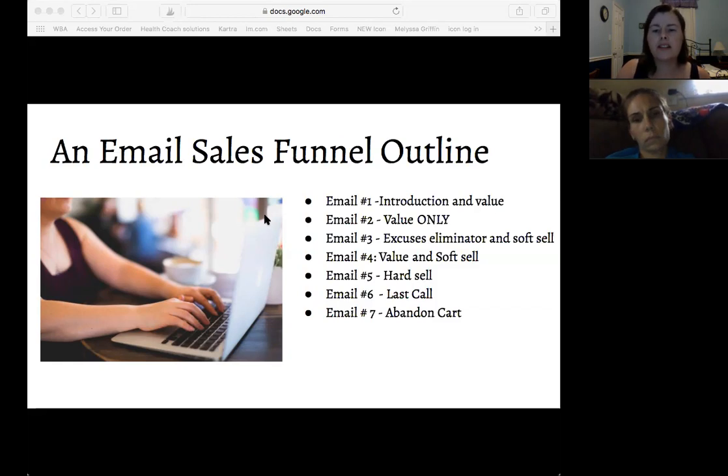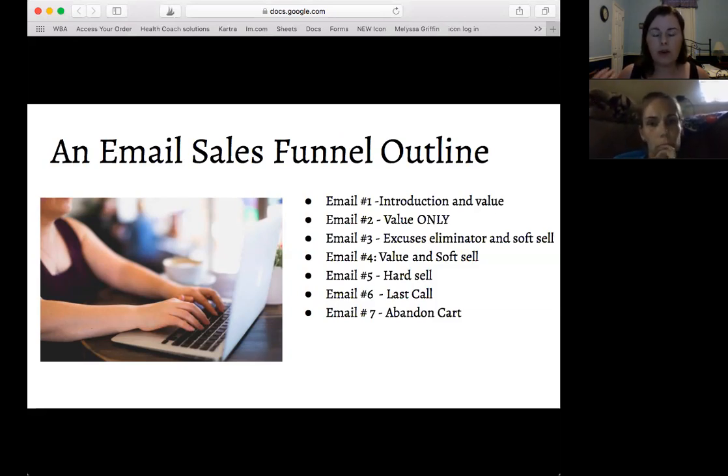But this funnel is good for when they get a checklist, a cheat sheet, a recipe book, or something that's really easy to consume, a quick win for your potential clients. And the first email delivers your lead magnet, and it's got a little bit of an introduction to you, but I want you to keep in mind the introduction is about you insofar as how you can help them.